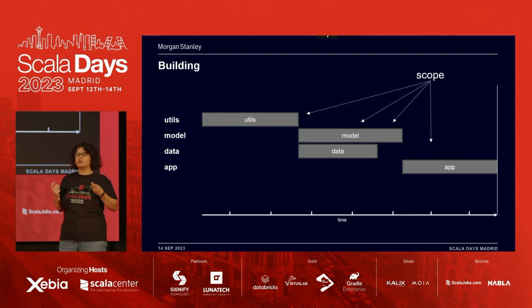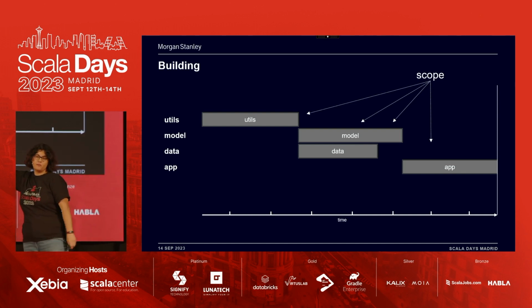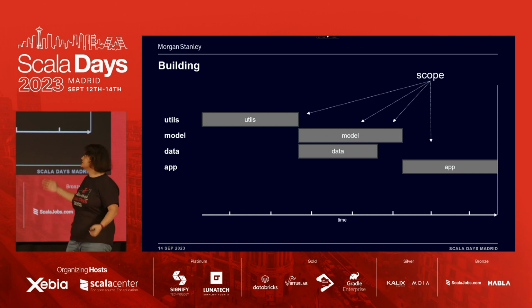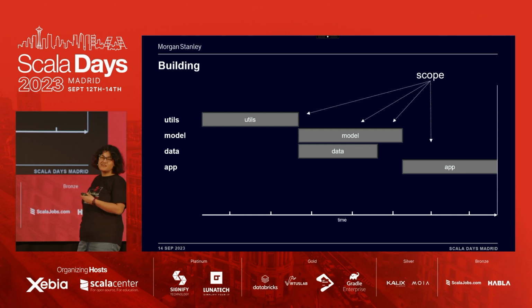Well, the first thing that we need to do is that we need to build utils. Then once we are done with utils, we can build data model. And once we are done with both of them, we can start building app. This works, but there is a lot of empty space. We are not parallelizing much. I think we can do a little bit better than this.